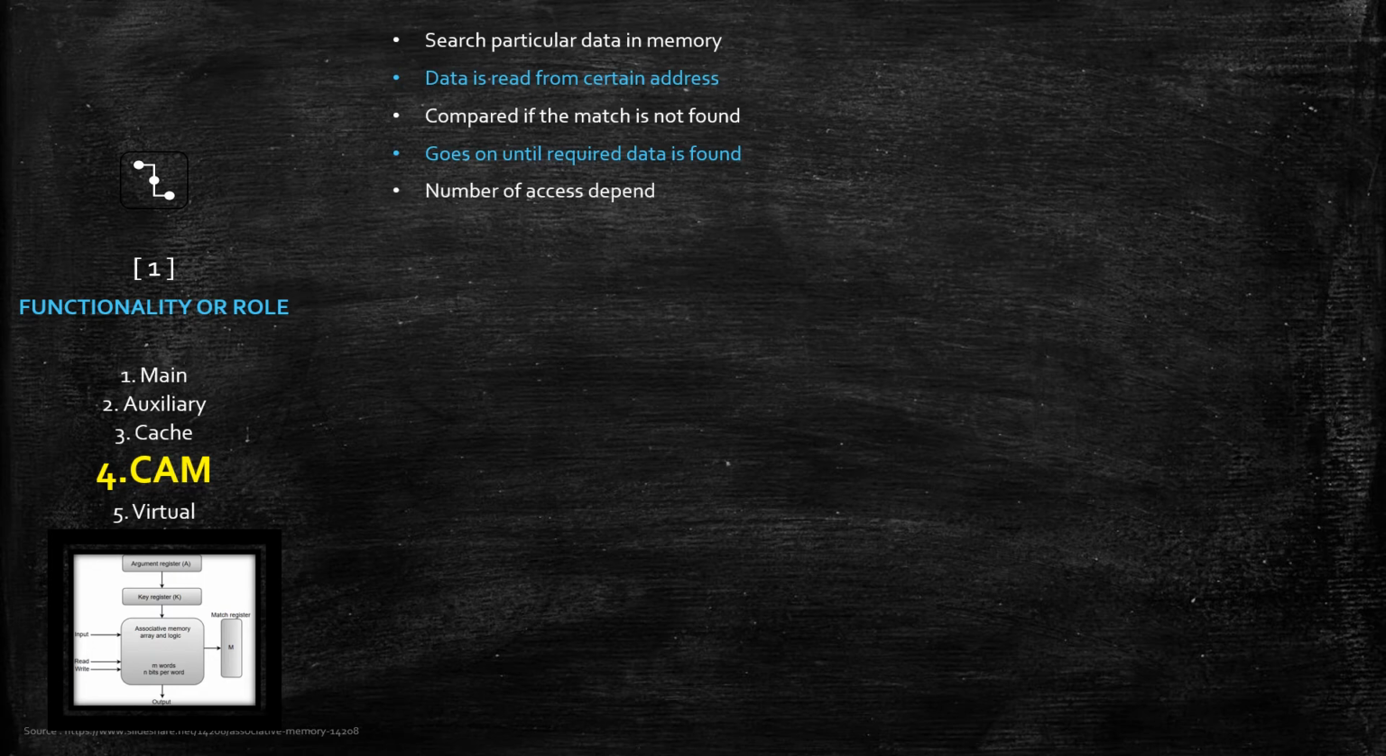So the number of accesses basically depends on the location of the data and the efficiency of the searching algorithm, because we don't know where the data has been stored. So the number of accesses depends on two things: the location of the data and the efficiency of the searching algorithm. And the searching algorithm may vary from application to application and system to system.